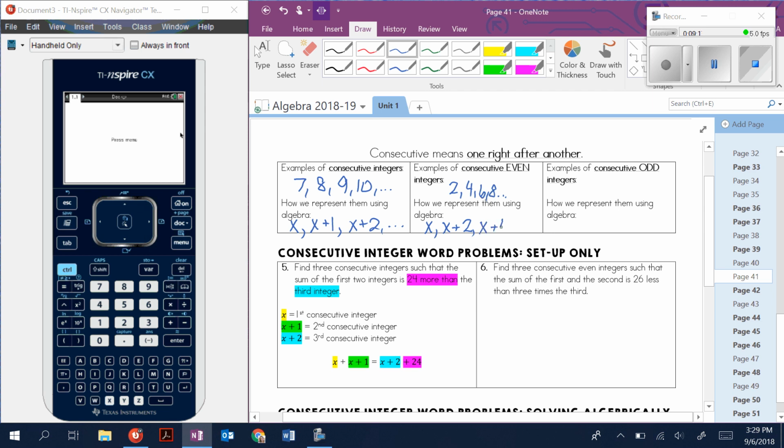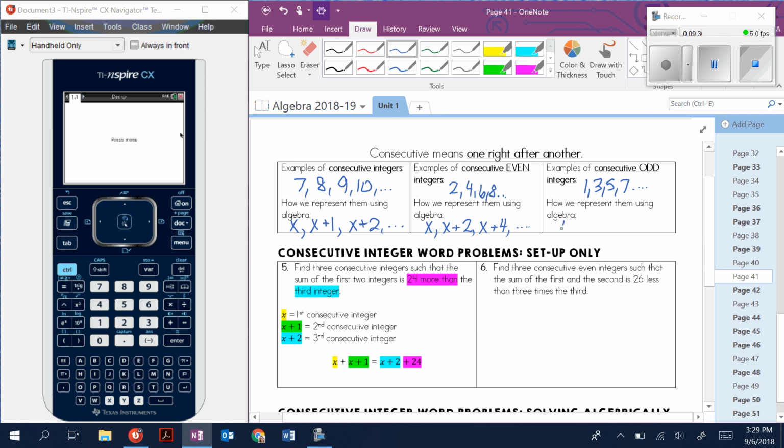It's going to be x plus 4, and so on and so forth. All right, last piece. Consecutive odd integers. Odd. One right after another, consecutive odd. 1, 3, 5, 7, so on and so forth.